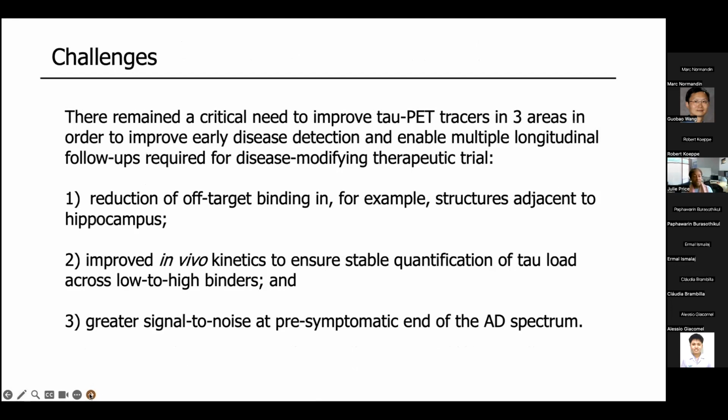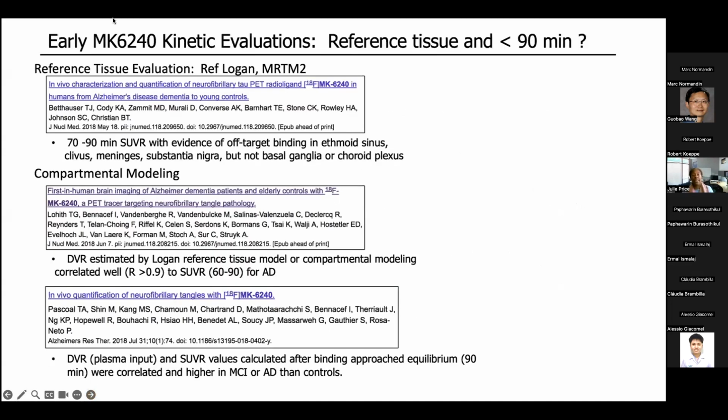So there was still a need to reduce off-target binding, to improve the in vivo kinetics, and to ensure stable quantification of tau load, even though people were moving more toward low binders and earliest detection of disease. But greater signal to noise was needed. So enter MK6240. There were several early papers on this. There's clearly a push for reference tissue.